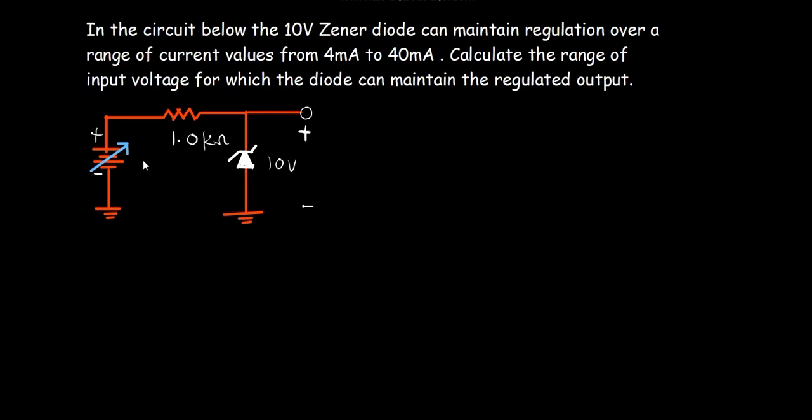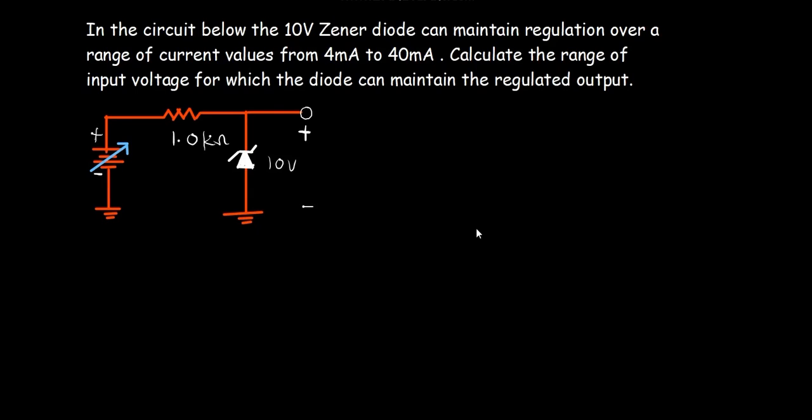Okay, so in this case the voltage source is varying, so you are going to find the input range which will still help the Zener diode to maintain this 10 volt output here. In this circuit, it's just the same as a normal circuit where you have this side closed. We use the ground connection here, so it is connected to the ground.